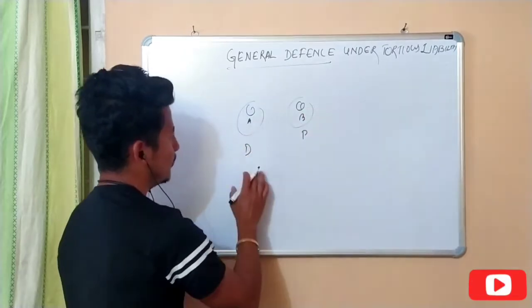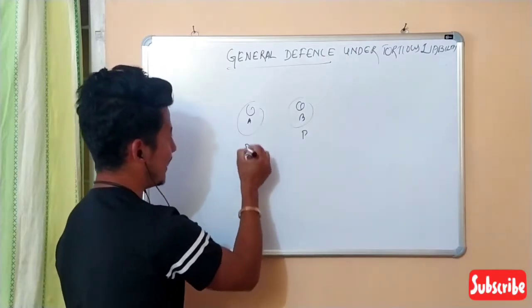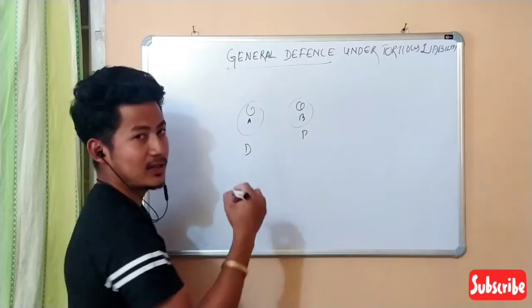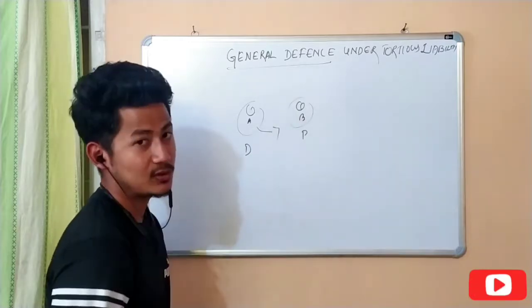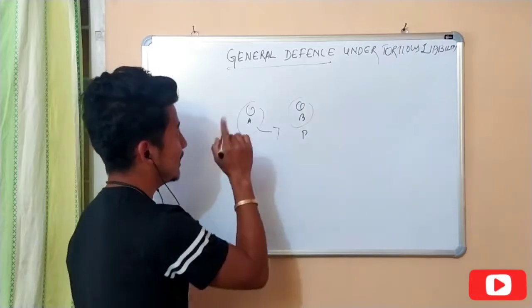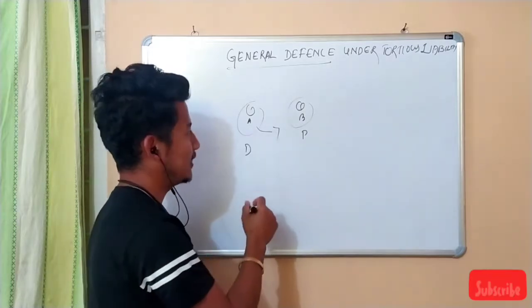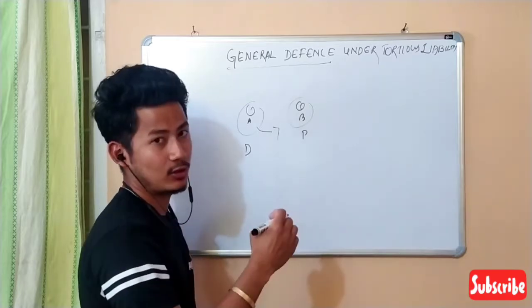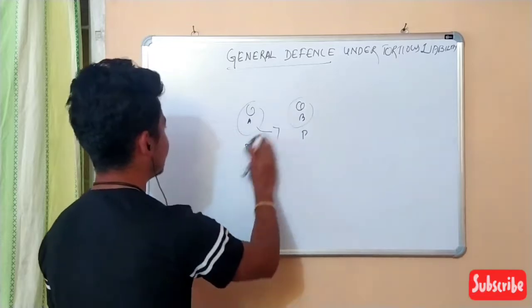So there may be certain situations when A can escape from the liability arising out of the tort that he has committed against B. What are those situations? What are the rights or defenses he can take against the plaintiff or against such tort that he has committed? That we are going to discuss today.